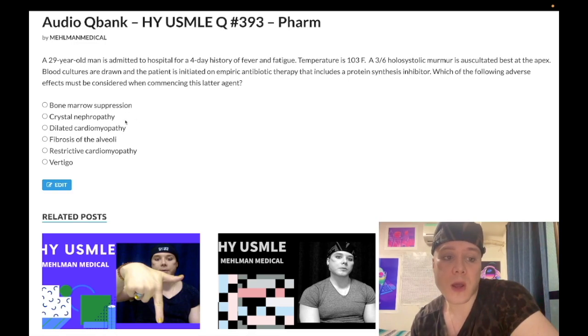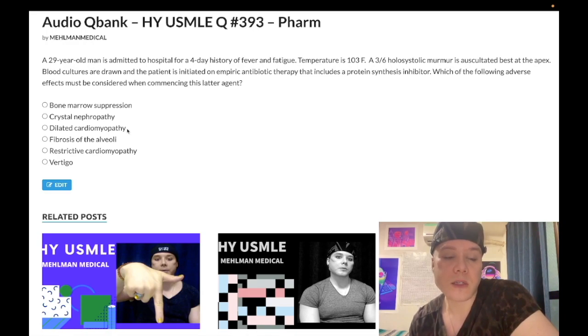Choice B, crystal nephropathy, wrong answer. This is acyclovir. It's a sort of a very factoidy detail some students get really excited about. Extremely low yield, but acyclovir can cause kidney stones, okay? Choice C, dilated cardiomyopathy, wrong answer, but you do need to know that adriamycin, aka doxorubicin, which is a chemotherapeutic agent, can cause dilated cardiomyopathy with systolic dysfunction, okay?